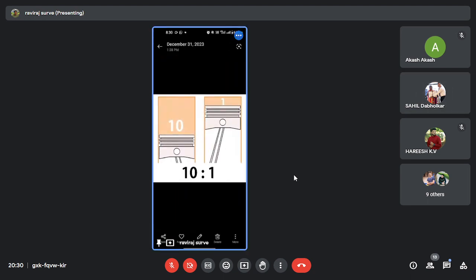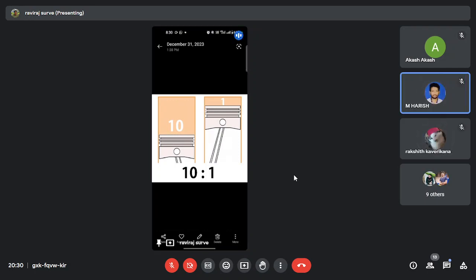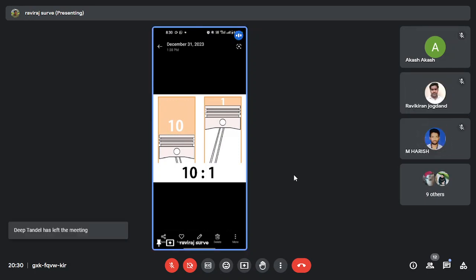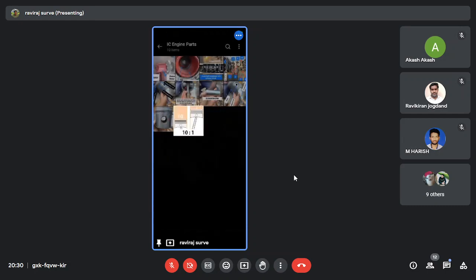Is it visible? Yeah, bro, visible. So that is the compression ratio. If it is 10, then it is converted into 10 to 1. So that is the compression ratio. Okay.